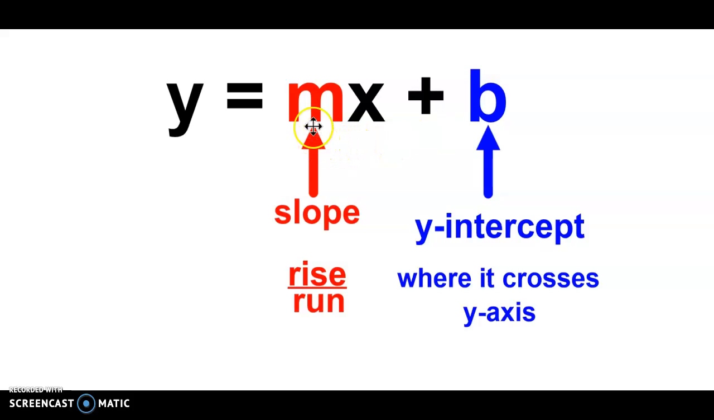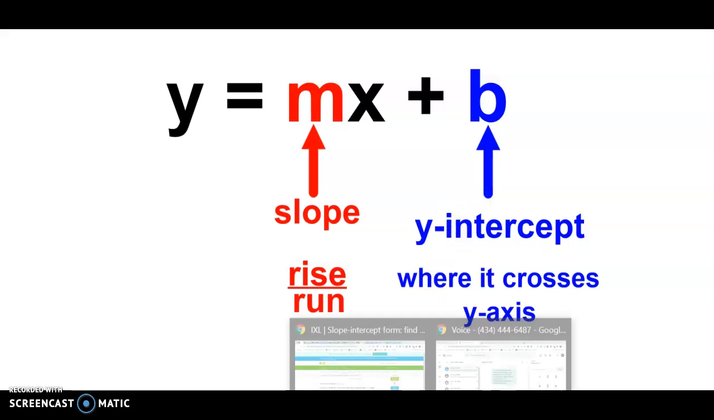So if that number is directly in front of x, that is your slope. If that number is being added on, or maybe subtracted on if it's a negative number, that is your y-intercept. And that's what we're doing on this first IXL. So let's take a look at this first IXL.